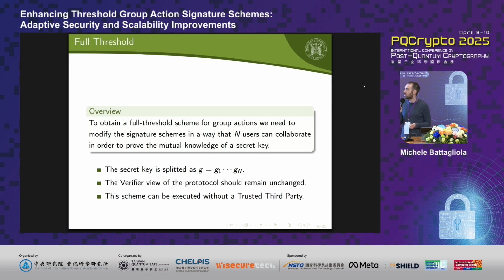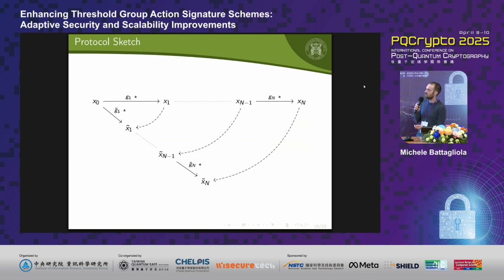Okay, so the first step is to obtain a full threshold. When n is equal to t, I require all the participants to participate in the signature generation. And the idea is pretty simple. I split the secret key into multiple group elements such that the product is the secret key. So this is the structure.